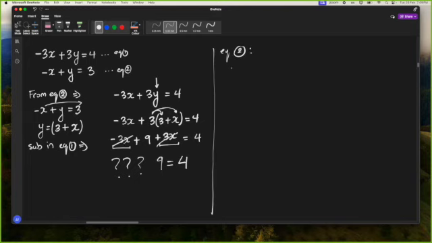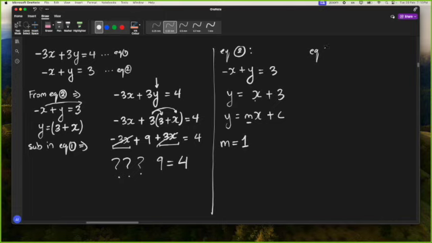With equation 2, we have negative x plus y is equal to 3. So therefore, y is equal to 3 plus x, or x plus 3. All right. So you could see in this line, this is of the form y is equal to mx plus c, where m is 1. The coefficient here is 1. Notice that.